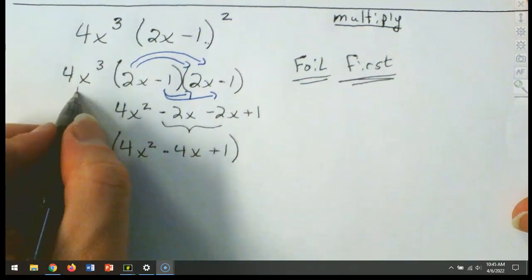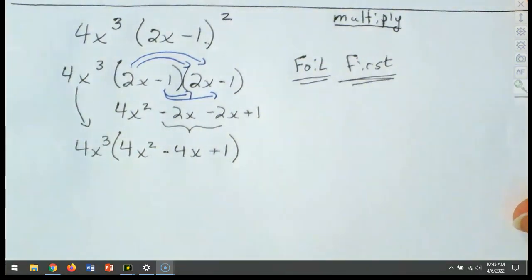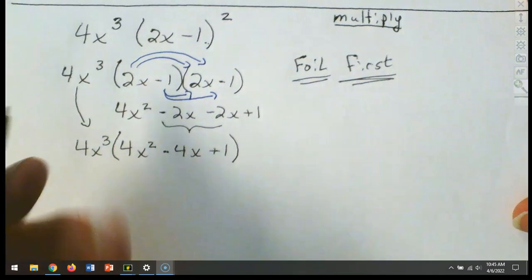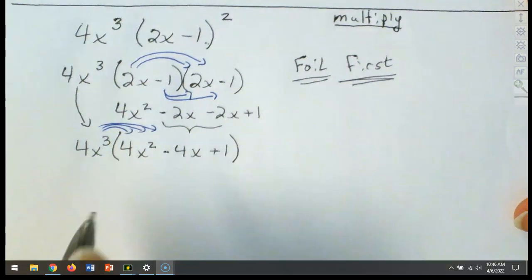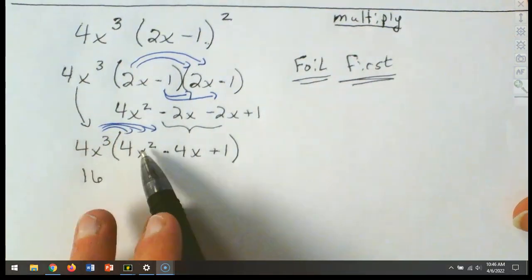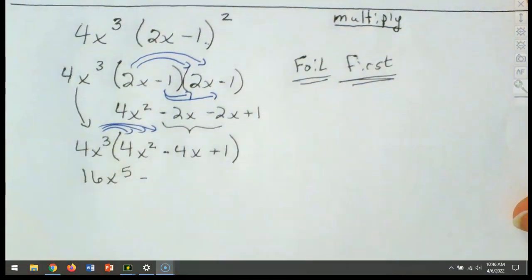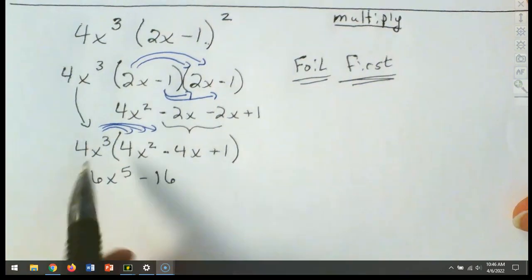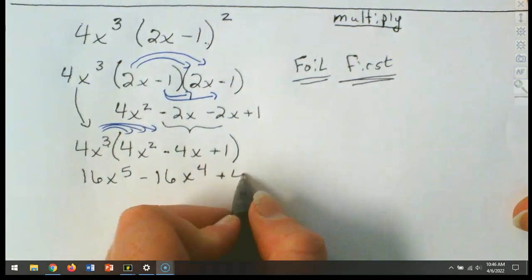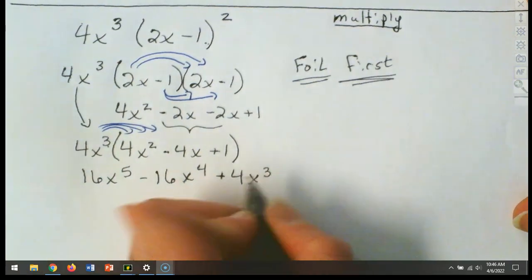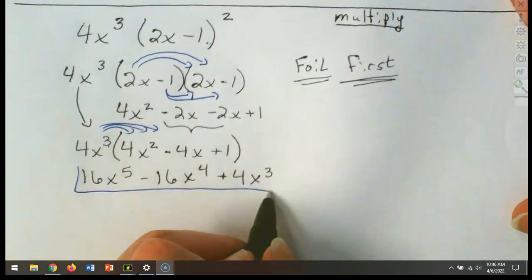And do not forget what is still getting dragged down: 4x cubed. And then now the very, very last step. The last step is always distributing. So go ahead now and distribute it through. And 4 times 4 is 16. X cubed, 2 more makes it x to the 5th. 4 times a negative 4, that's a minus 16. X cubed, add 1 more, makes an x to the 4th. And then finally we have 4x cubed. And that is going to be our final finished answer.